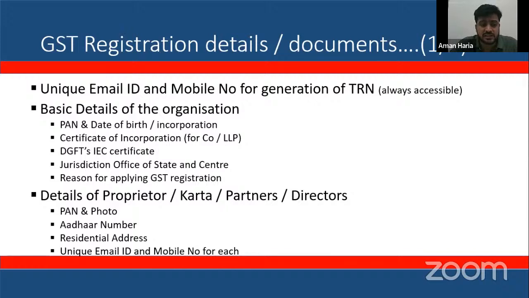The next tab is to fill in the details regarding the proprietor, the karta, the partners, the directors of the organization. In those cases, you have to give their details regarding PAN, their photo, their Aadhaar number, their residential address, and a unique email ID and mobile number for each of them. So if there are 4 partners or say 7 directors, then in all those cases, you are expected to give a unique set of email ID and mobile number for each of them.